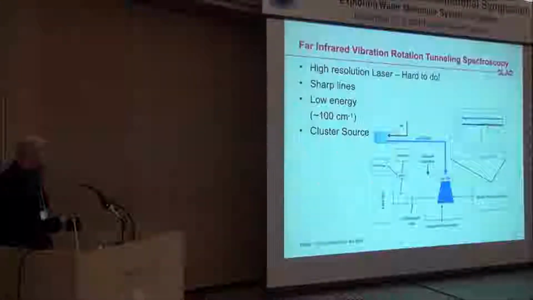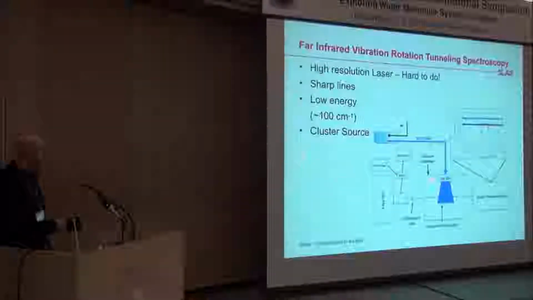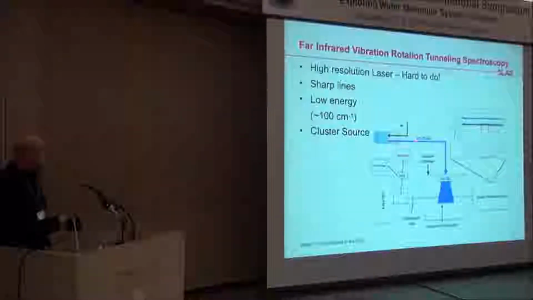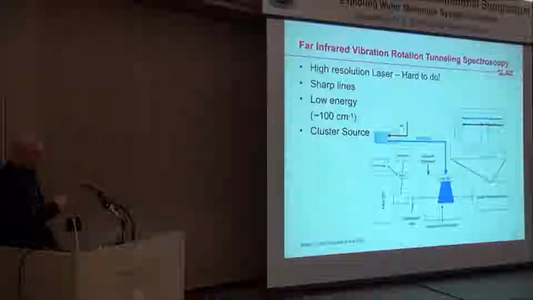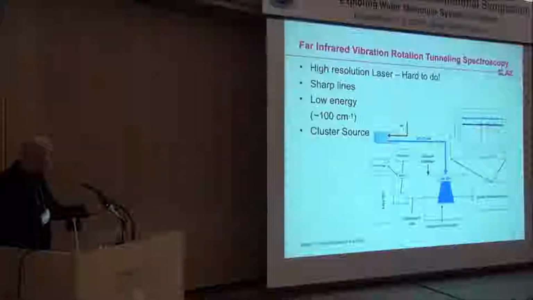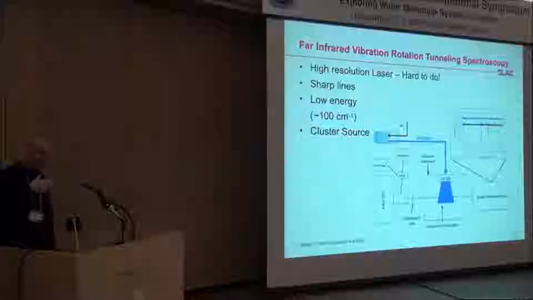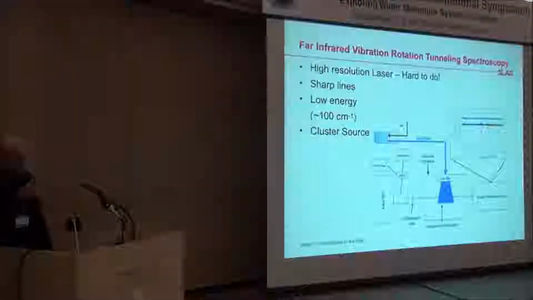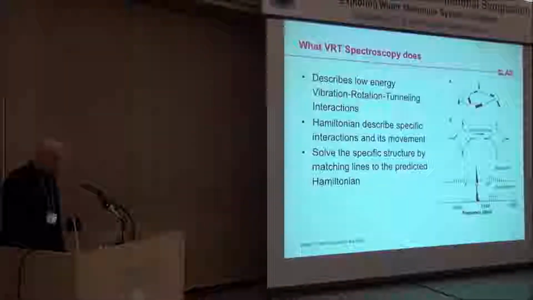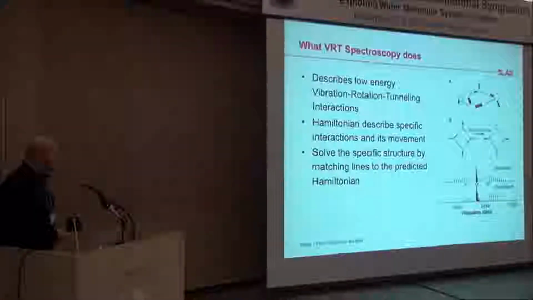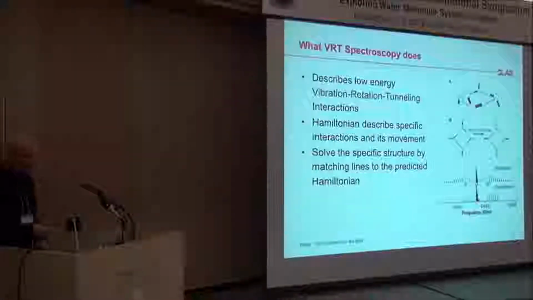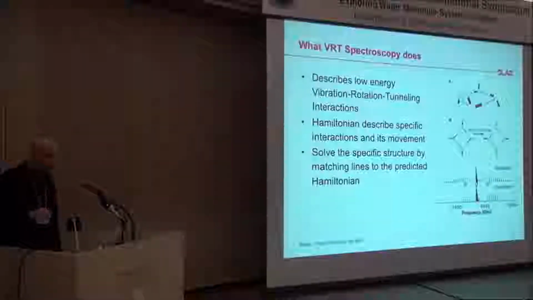And so you combine this really high resolution spectrometer, which you can tune, with a cluster source. In this case I showed methanol because that's the slide that Will gave me. But basically you just pass helium over water, or in this case methanol, and you create a supersonic expansion, and you can get a cluster. And doing that, you can get really nice sharp lines, and that's really important because it describes these low energy vibration rotation tunneling interactions.